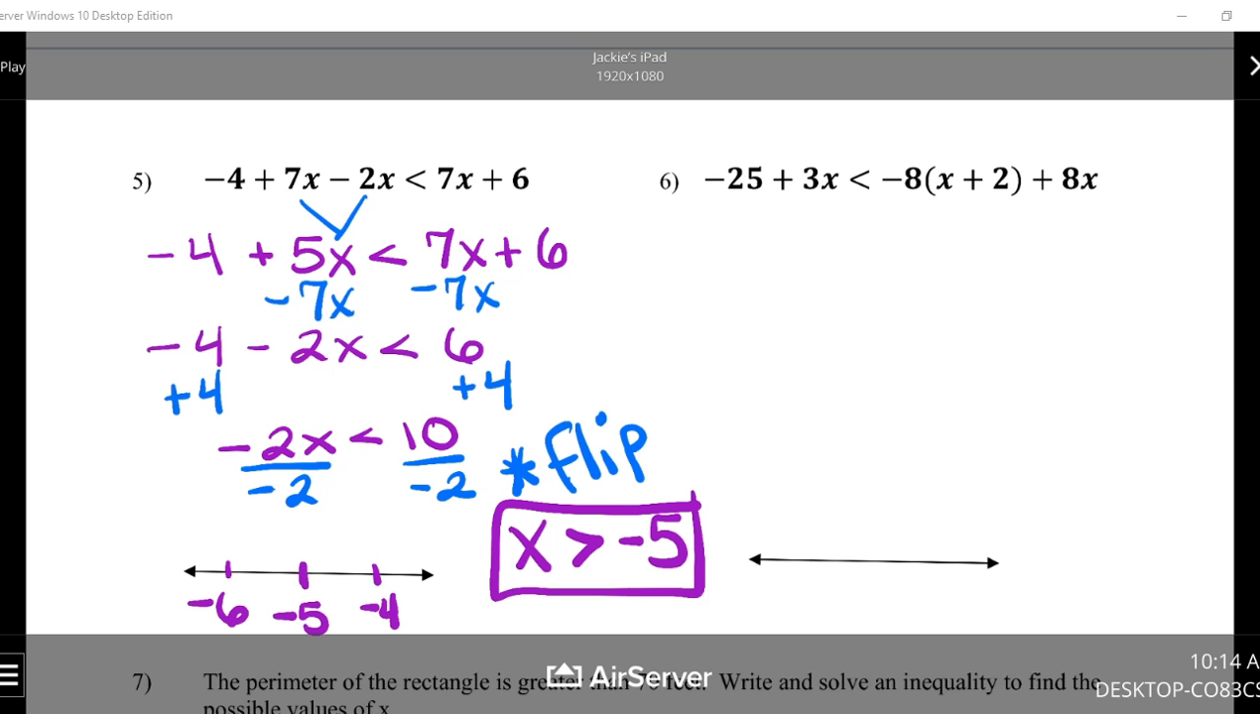-5 is not included because it's just greater than. So we open our non-filled in circle at -5. Shaded to the right for all values greater than -5.